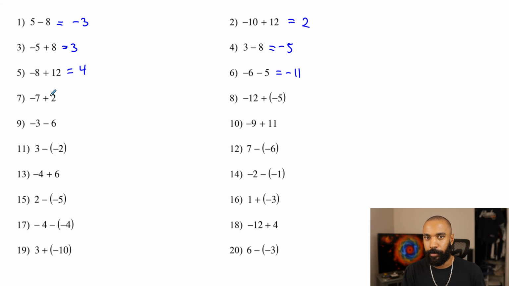Number 7, -7 plus 2. Start left, go right, still negative. Not quite towards 0, but getting smaller. It's like 7 minus 2, but the answer is negative. 7 minus 2 is 5, so this is going to be -5.